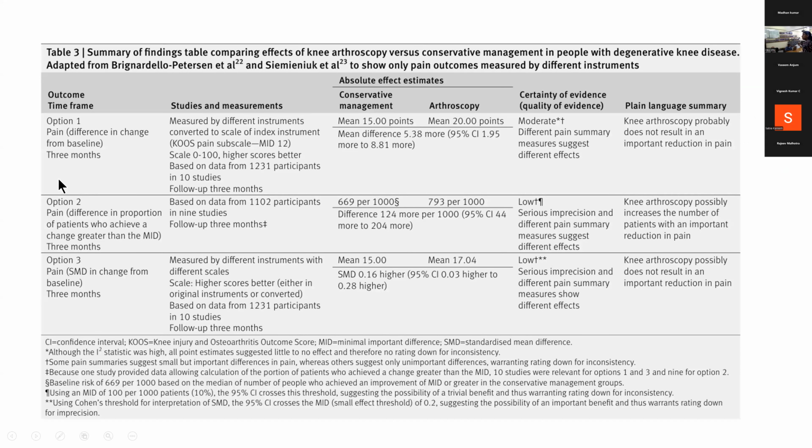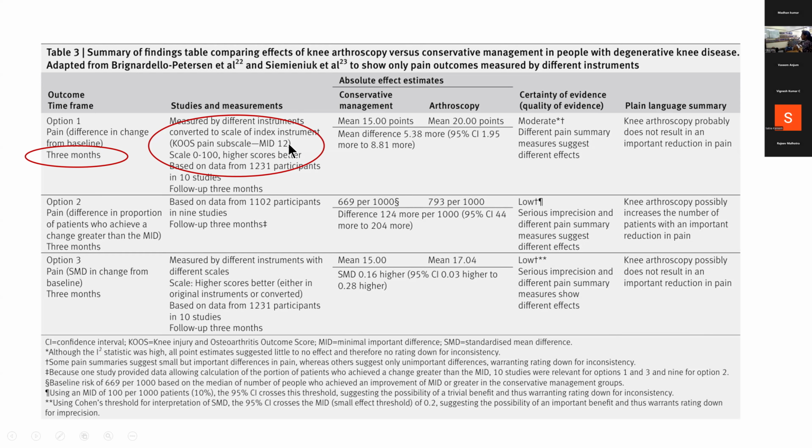So, for this table, they have basically presented the findings in 3 different options. Look at the first option. That is the pain. They have told you the time frame, which is 3 months. It is measured by different instruments and converted to a scale of an index instrument, which is the KOOS scale, which is 0 to 100, and higher scores mean a better outcome. This is very important for you to include in the study summary of findings table. You must mention the scale as well as the range and the outcome.